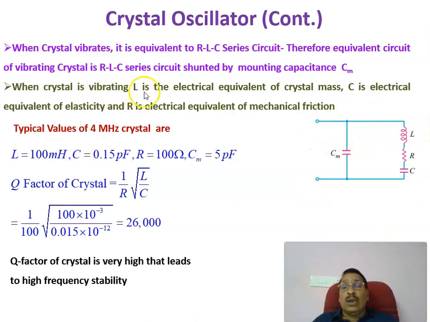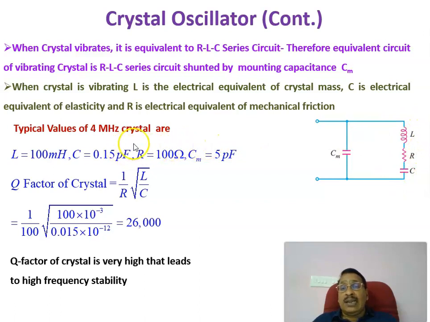When the crystal is vibrating, L is the electrical equivalent of the crystal mass, C is the electrical equivalent of elasticity, and R is the electrical equivalent of the mechanical friction. That is the equivalent circuit: R for friction, L for mass, and C for elasticity, all coming in series.